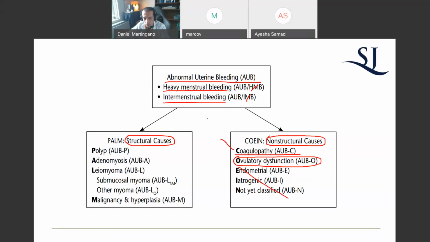We mentioned the menstrual cycle because an important concept here is that if you have regular periods and the patient has always had regular periods, you don't have ovulatory dysfunction, because ovulatory dysfunction is driven by what structure?